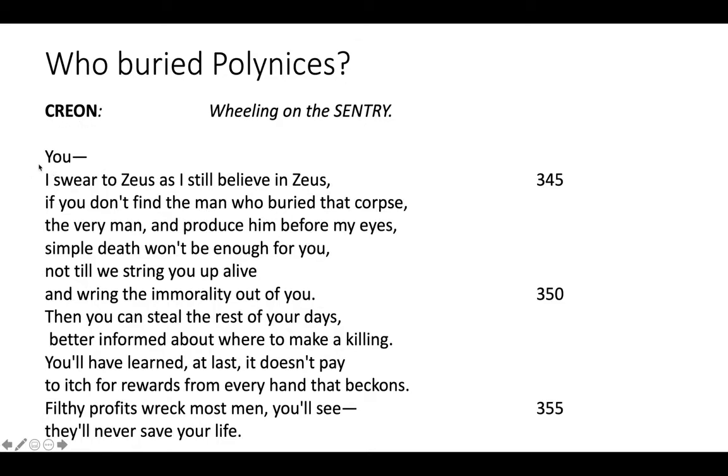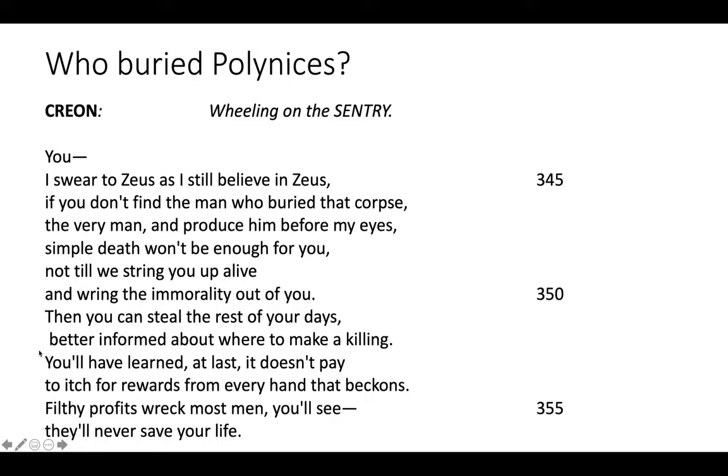I swear to Zeus, as I still believe in Zeus, if you don't find the man who buried that corpse, the very man, and produce him before my eyes, simple death won't be enough for you. Not till we string you up alive and wring the immorality out of you. Then you can steal the rest of your days better informed about where to make a killing. You'll have learned at last it doesn't pay to itch for rewards from every hand that beckons. Filthy prophets wreck most men, you'll see. They'll never save your life.